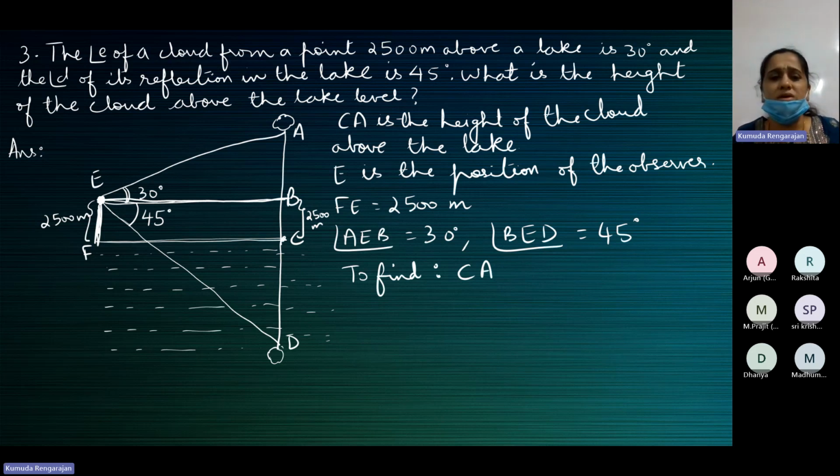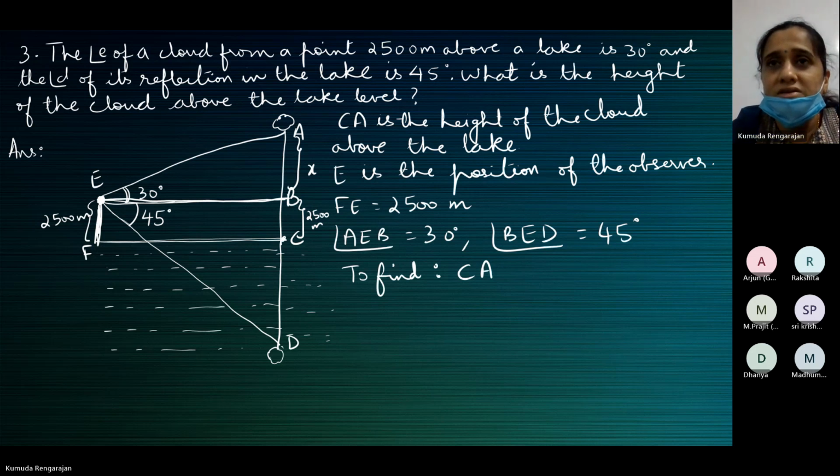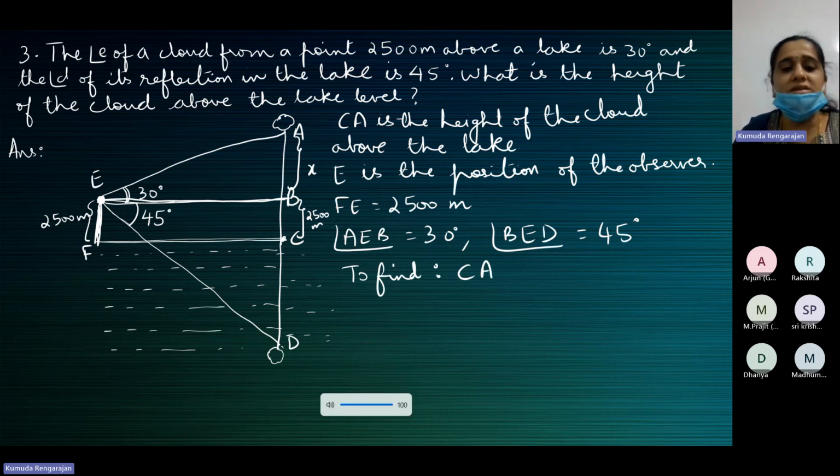So where to use a variable? Here, this one, you call this as X. So what is CA? How much is CA? In terms of the number and the variable we have there, CA is 2500 plus X. Now tell me a line segment which is equal to CA. CD. Surface of the water, cloud is CA. Surface of the water, reflection is CD. CA is equal to CD.